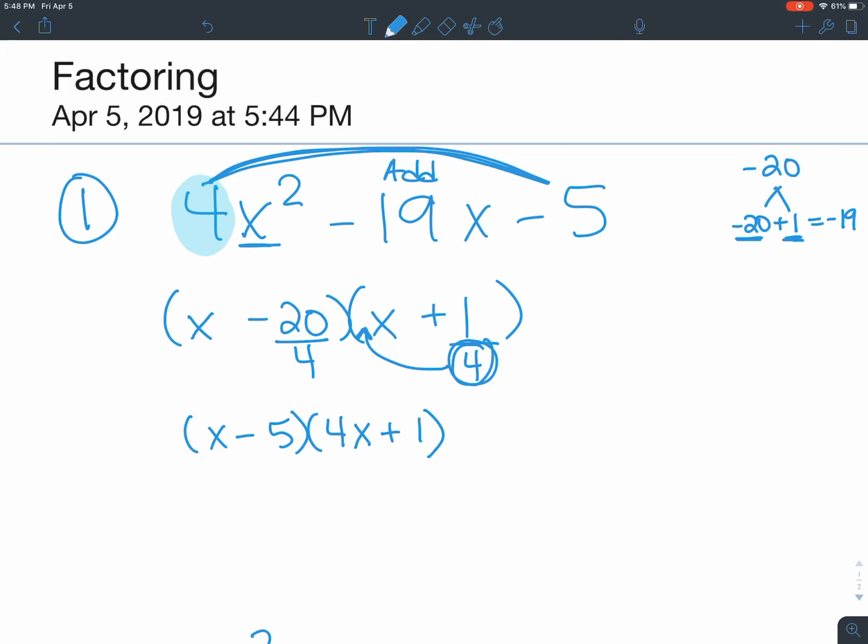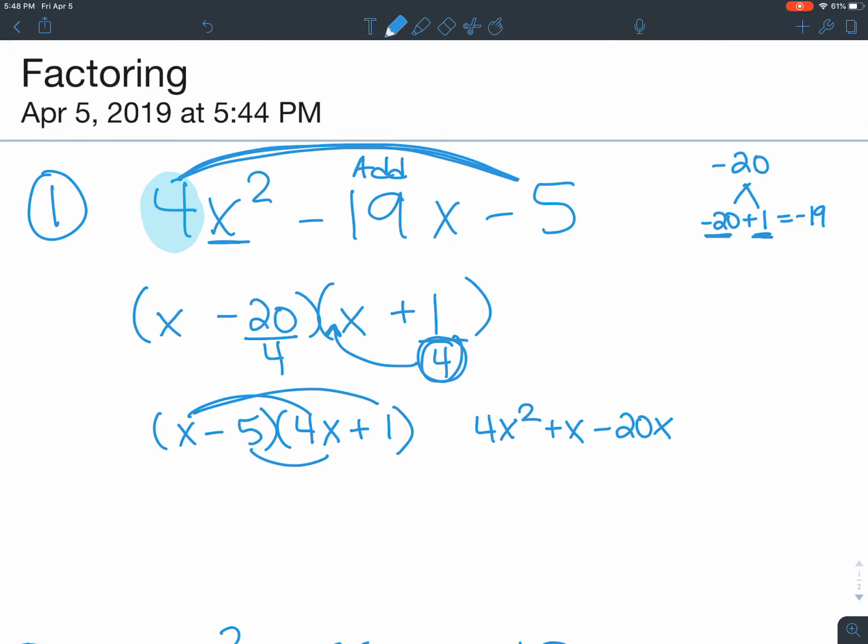Now, we can double check that this works by distributing back out. So x times 4x is 4x squared. x times 1 is +x. Distributing the -5, we go -5 times 4x is -20x. And -5 times 1 is -5. This becomes 4x squared minus 19x minus 5. And that's what we started out with.